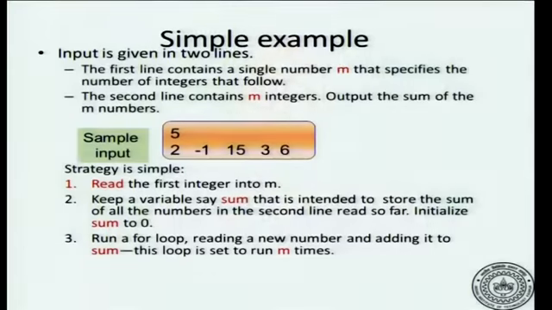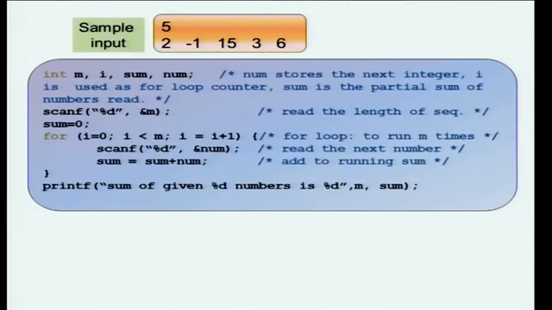So run a for loop from the first number to the mth number and keep adding the numbers to sum. So this loop will run for m times. Okay, so let's code this up. You have m, I, sum, and numbers, which are all integers. First you scan the number m, initialize sum to 0.